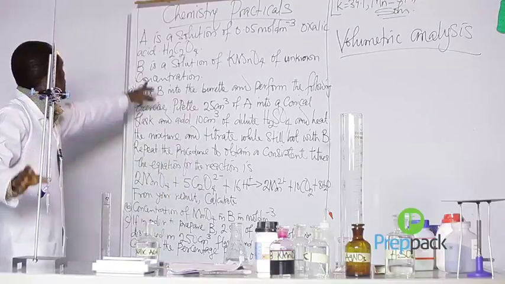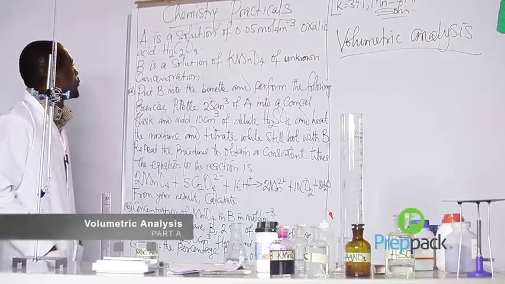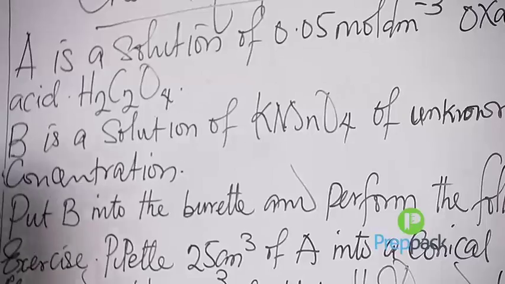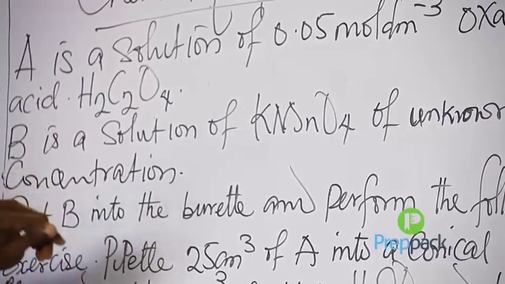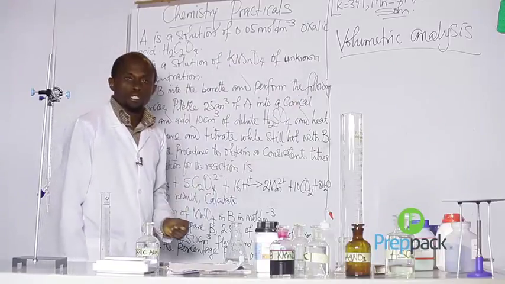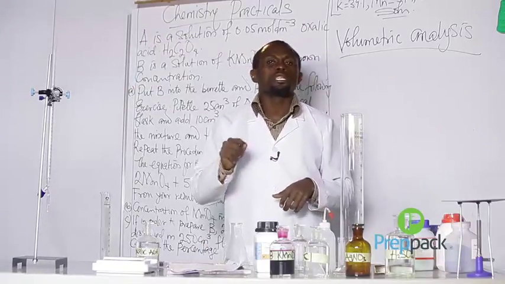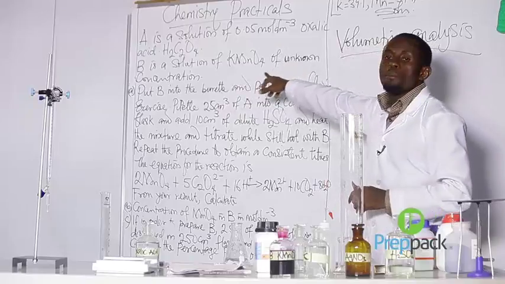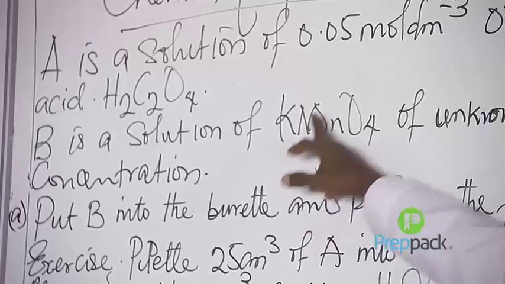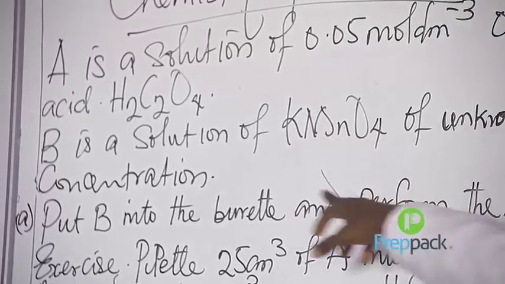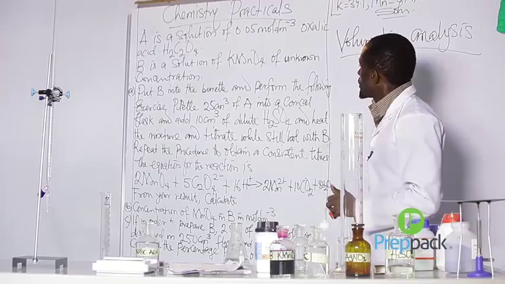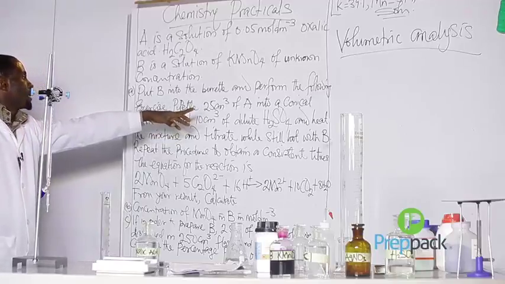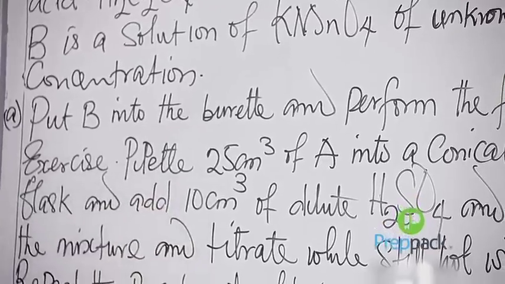The instruction says A is a solution of 0.05 mole per dm cube oxalic acid. This is the molecular formula of oxalic acid. 0.05 here represents the molarity, which was the old name, but the current name is concentration in mole per dm cube. Now, B is a solution of KMnO4. The IUPAC name is potassium tetraoxomanganate 7 of unknown concentration. Put B into the burette and perform the following exercise. Pipette 25 cm cube of A into a conical flask and add 10 cm cube of dilute H2SO4.